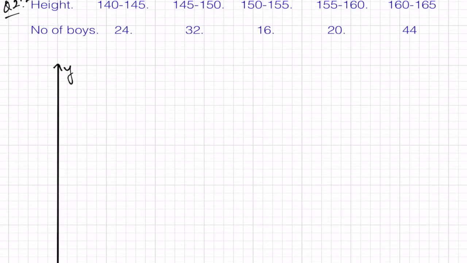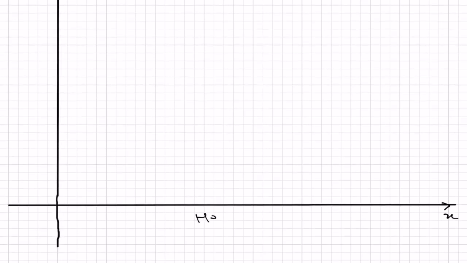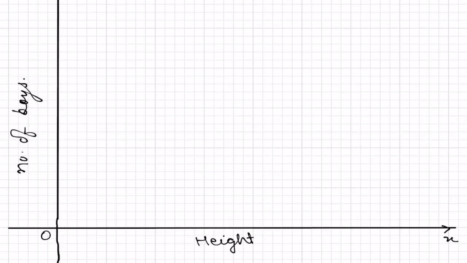Next question, which is the same as the previous question. The heights of the boys in the school are given. Okay, so height is 140 to 145, 145 to 150 and so on. The number of boys in the first category is 24, 32 and so on. So again, height we will plot on the x-axis and number of boys we will plot on the y-axis because it's the frequency. Okay, the meeting point of the x and y axes is the origin, so that is O.